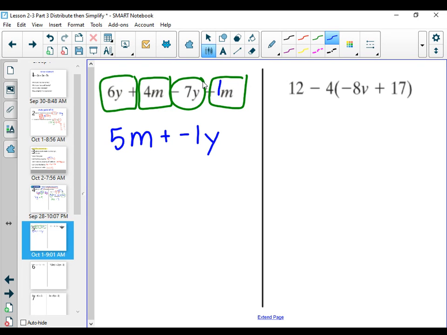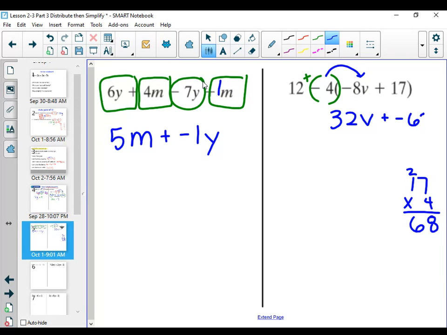Warning, warning, warning. This is not a subtraction 4. Trying to trick you. That's a negative 4. Negative 4 times negative 8, positive 32. Negative 4 times 17. Ooh, I need a side problem for that. Negative 68. Bring down the 12 I haven't used yet.